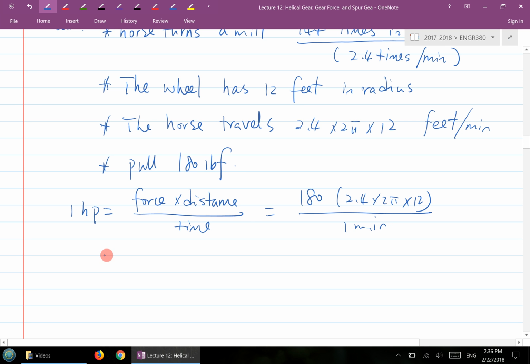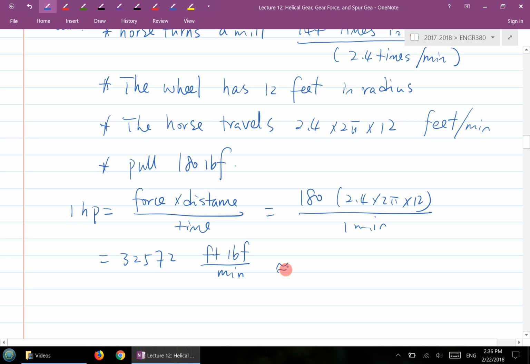So this calculation gives us 32572, and the unit is foot pound force per minute. So that's where the 1 horsepower is from. It's from this calculation.